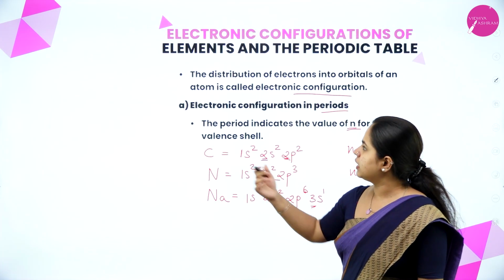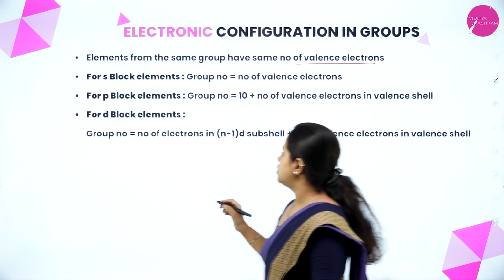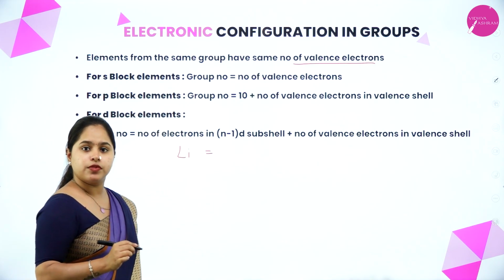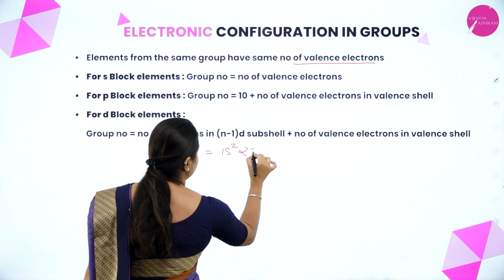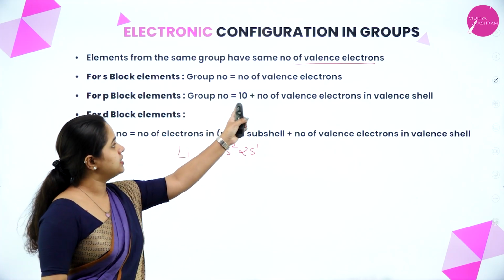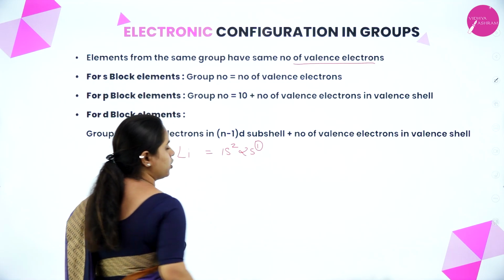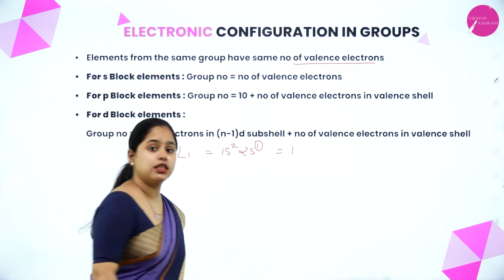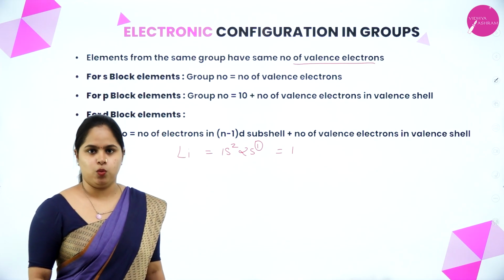Let's take an example of lithium from the S block elements. Lithium has atomic number 3, so how can you represent it? 1s2, 2s1. The group number is equal to the number of valence electrons. What is the number of valence electrons here? It is 1. That means the group to which lithium belongs is group number 1.